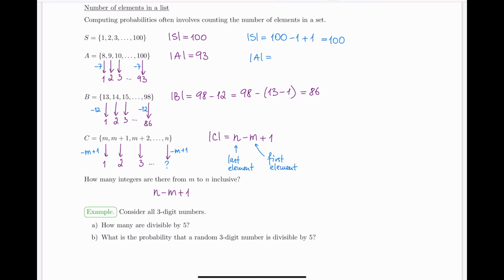The last element is 100 minus the first element, which is 8, plus 1. 100 minus 8 is 92, plus 1 is 93. And again, our number agrees with what we got there.